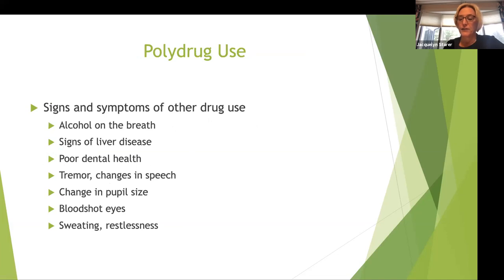And opioids aren't used to the exclusion of other drugs. Many people, including pregnant women, when they're addicted are really not that different than other people, and use other drugs. So you want to look for signs and symptoms of other drug use, which could be alcohol on the breath, signs of liver disease, poor dental health, tremor, changes in speech, changes in pupil size again, bloodshot eyes, sweating, or restlessness.